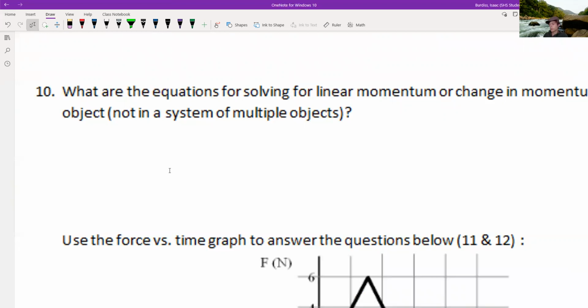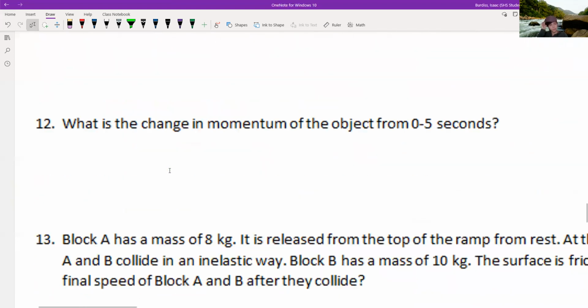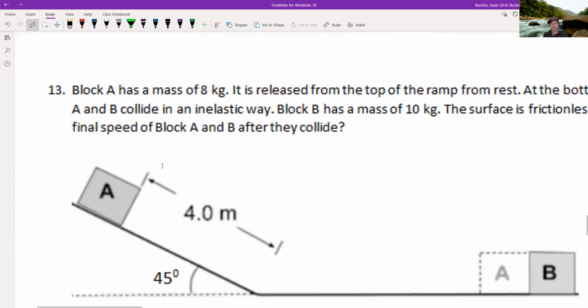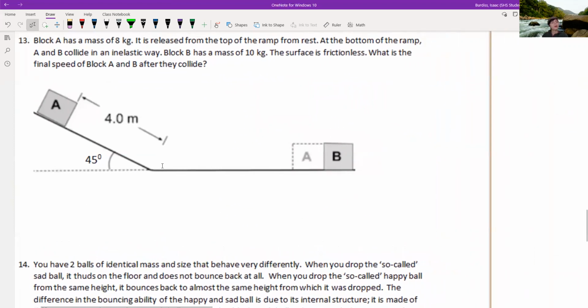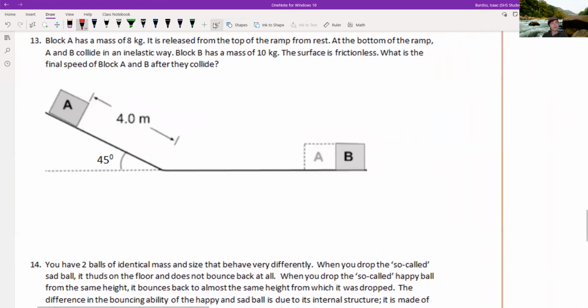Now we're going to do 2 more questions, number 13 and 14. All right. Number 13 is a little bit tricky. Let's see how we do it. Block A has a mass of 8 kilograms. Okay, let's write that on there. And it is released. At the bottom of the ramp, they collide in an inelastic way.